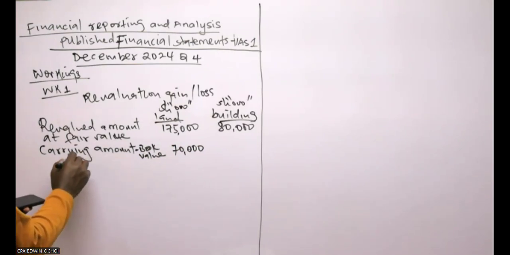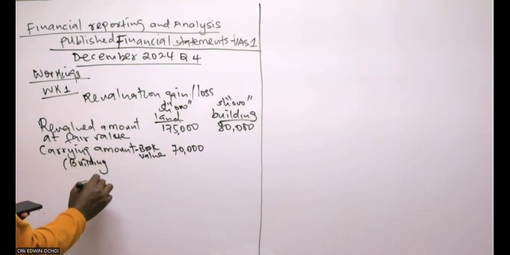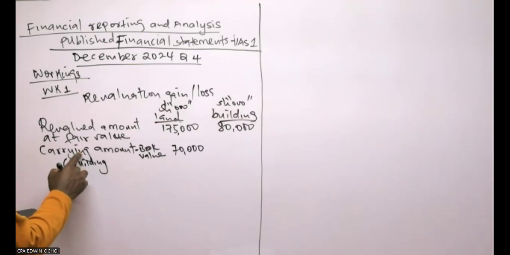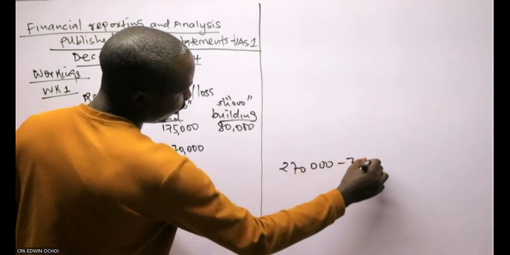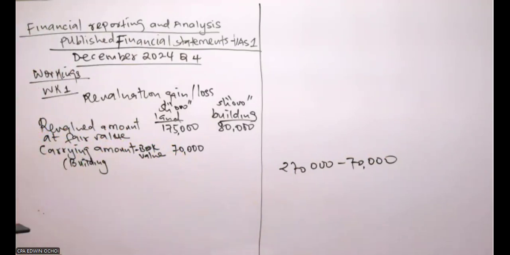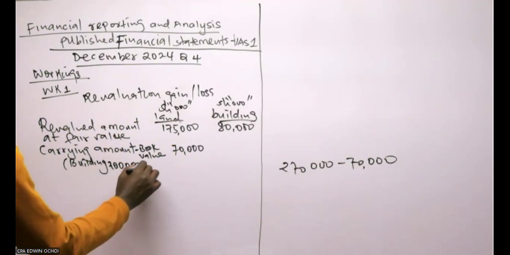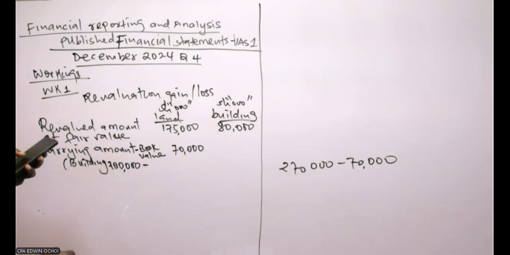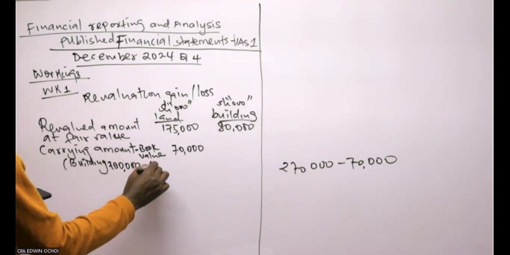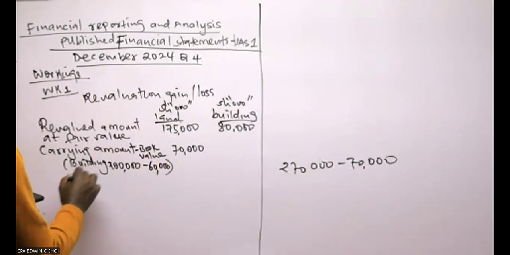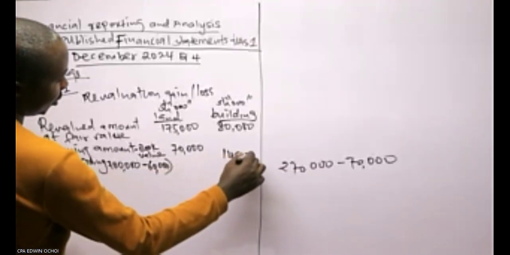But now for building, for us to get our carrying amount, remember that carrying amount is cost minus depreciation. So for building, we have to consider depreciation. Remember the total amount was 270, of which the cost of land is 70, meaning that the building cost is 200,000. But now we have to minus depreciation. As per the trial balance, the accumulated depreciation is 60,000. So 200 minus 60, that is 140,000.